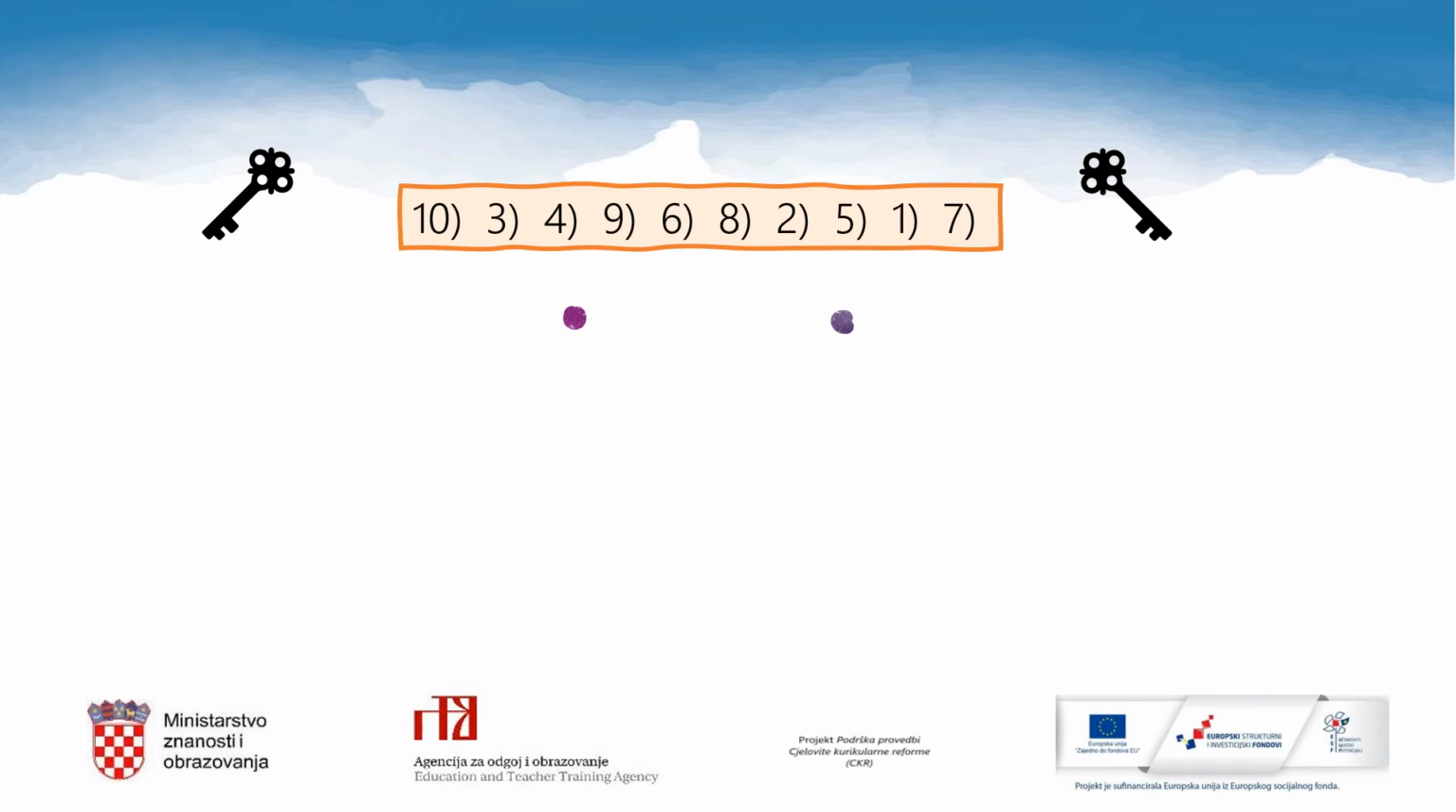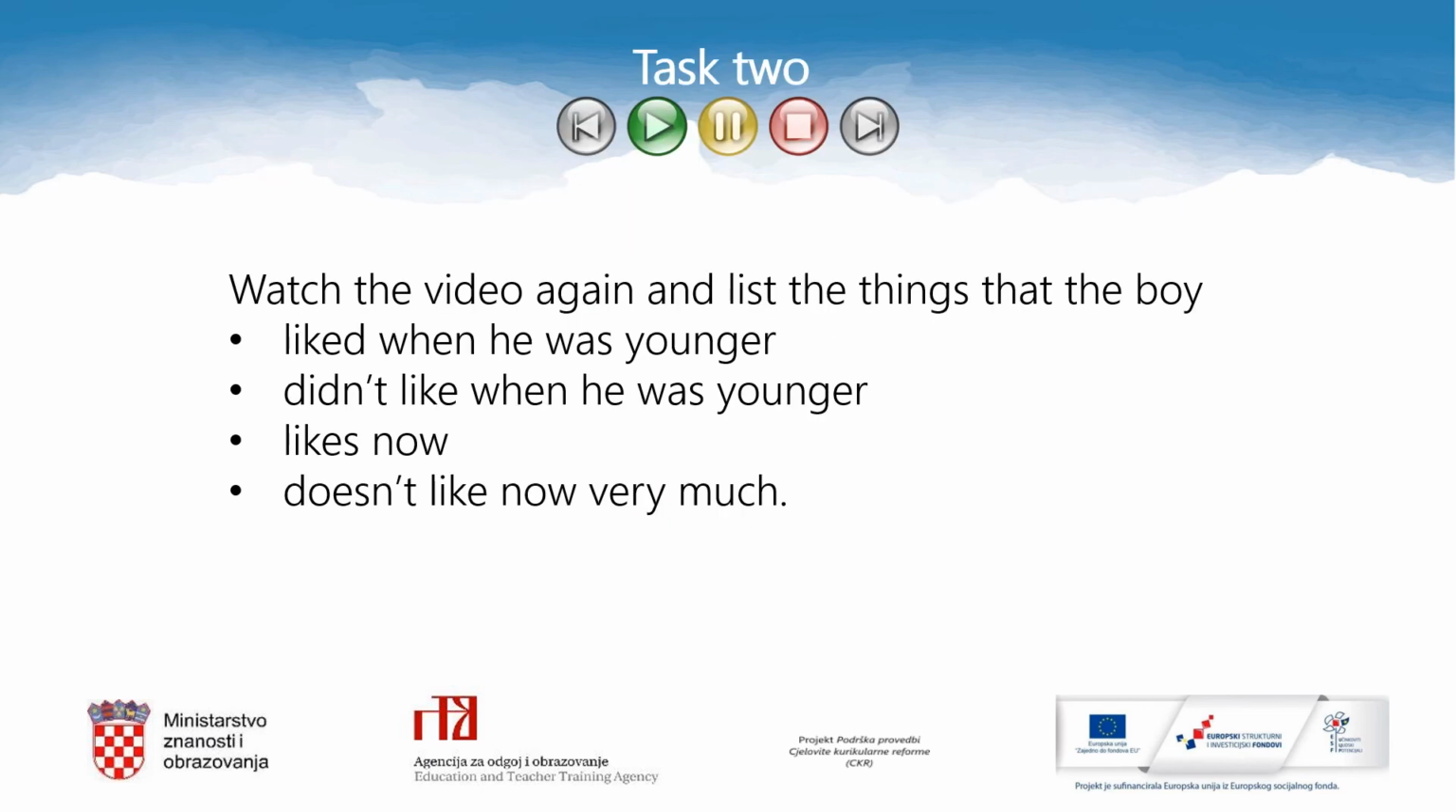This is what you should have in your notebooks. I believe you did a great job with this task. And this is your new task. Watch the video again and list the things that the boy liked when he was younger, didn't like when he was younger, likes now, doesn't like now very much. When you are ready, you can resume the video lesson and check your list.